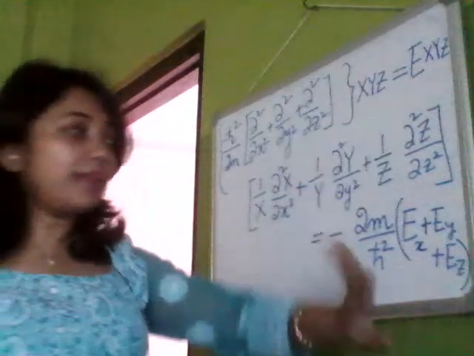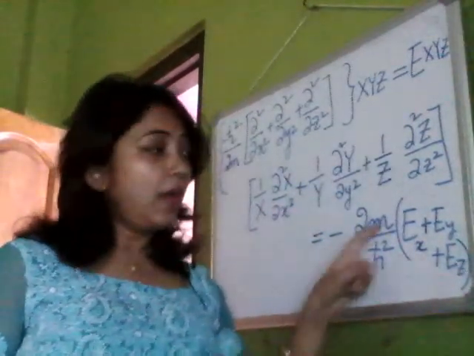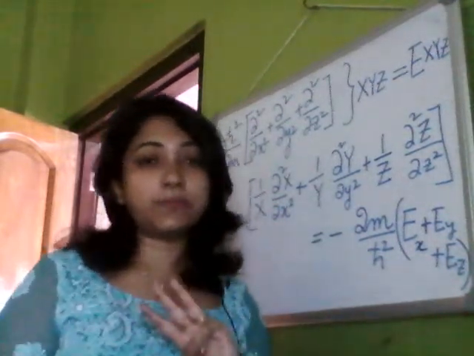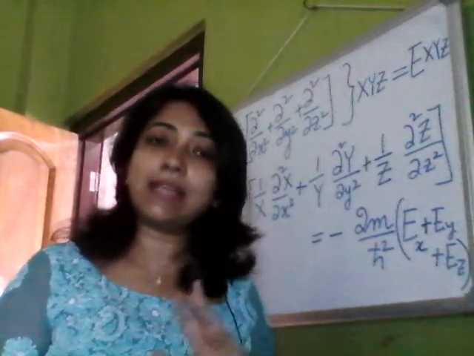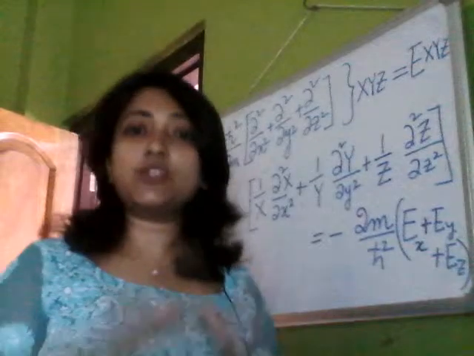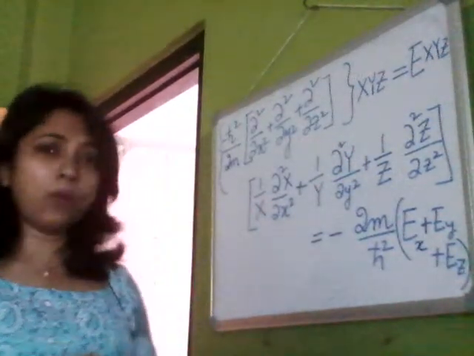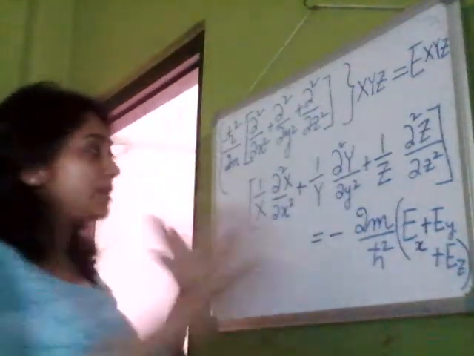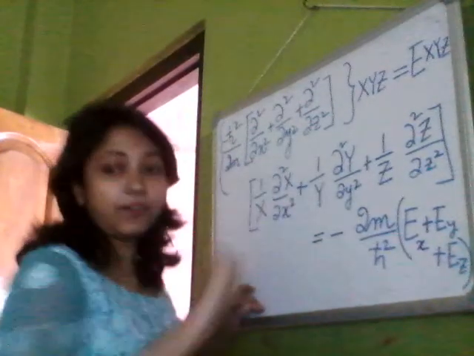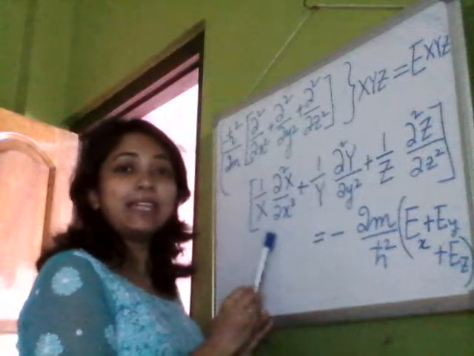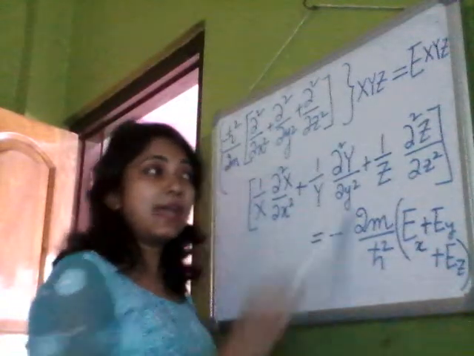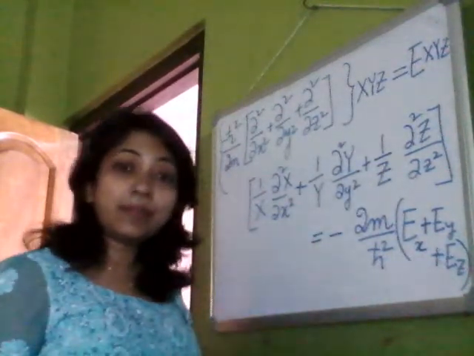So what I have done now, we are having the left-hand side equated to twice m by h cut square with a minus sign. But what I have done, I have written the total energy E as a sum of three terms. And those three terms are basically the contribution from the x, y, and z parts of the entire system. Fine? Now look into the entire left-hand side as well as the right-hand side. If you consider the first term over here, this first term only has x dependence. Similarly, the second term only has y dependence. And the third term only has z.